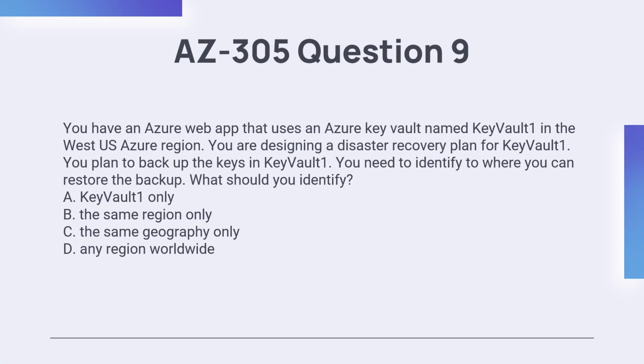You have an Azure web app that uses an Azure Key Vault named Key Vault 1 in the West US Azure region. You are designing a disaster recovery plan for Key Vault 1. You plan to back up the keys in Key Vault 1. You need to identify to where you can restore the backup. What should you identify? A. Key Vault 1 only. B. The same region only. C. The same geography only. D. Any region worldwide.